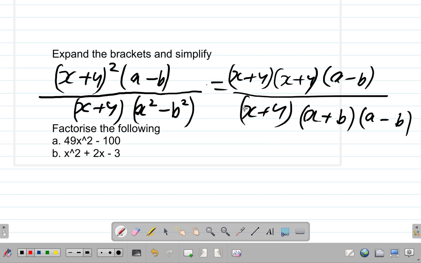Now, let's see what happens. You can cancel out x plus y cancels x plus y. Oh, a minus b will cancel a minus b here. You see that? So what do you get now? You have x plus y up top. Seems like that's the only thing up top. Alright, a plus b down the bottom, and that's the only thing there. So there you have it. x plus y over a plus b. Alright, next question.